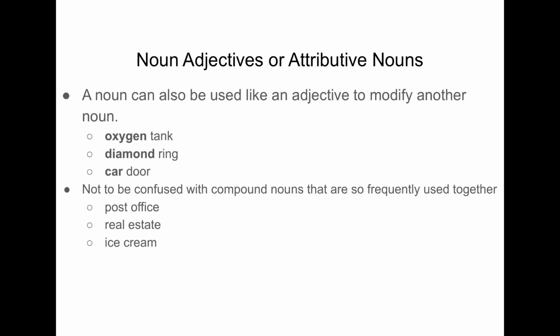Another category of adjectives, attributive nouns. So a noun can also be used like an adjective to modify another noun. Oxygen describing tank, diamond describing ring, car describing door, just to name a few. These are not to be confused with compound nouns that are so frequently used together, like post office or real estate or ice cream. Ice is not describing a type of cream here. We might instead put another adjective in front of that and say something like strawberry ice cream. Though there's 2 words, it's really just one noun.